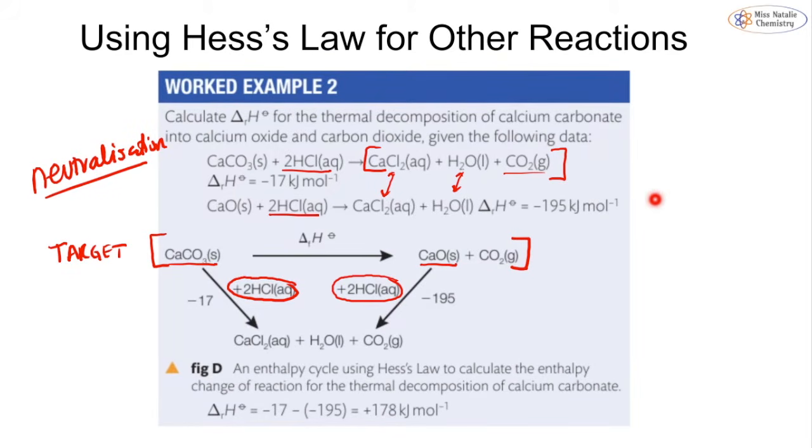Then I've labelled delta H1 as minus 17 and delta H2 as minus 195. And to calculate my enthalpy change, I do delta H1, take away delta H2, I input the values, and I get plus 178 kilojoules per mole.